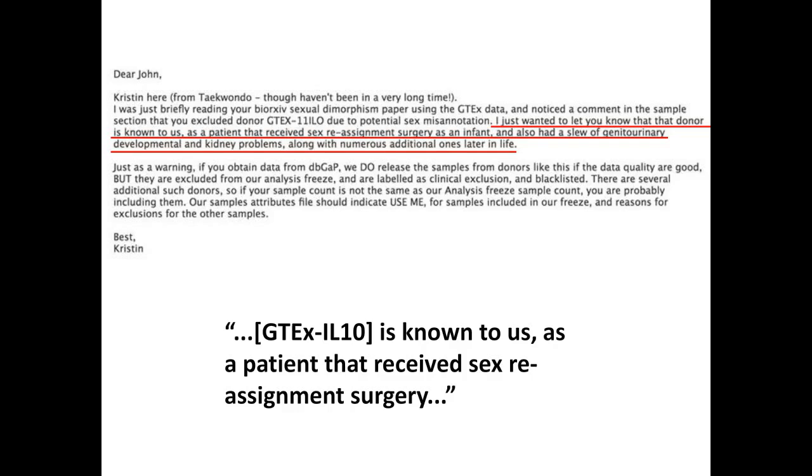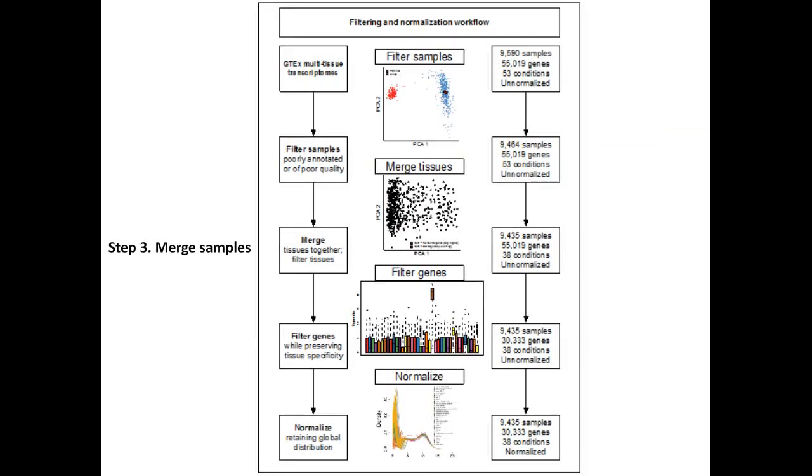Oftentimes we find as high as 10% of the samples, for example in TCGA, might be misannotated. And so this is really just the first step when using high throughput data: to do the quality control filtering. All right, the next question is about merging tissues.